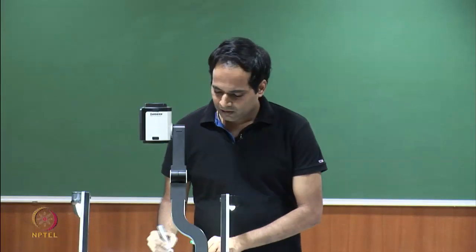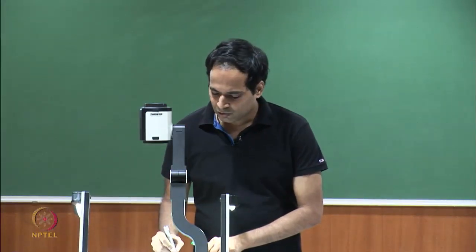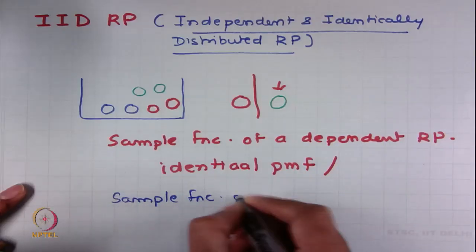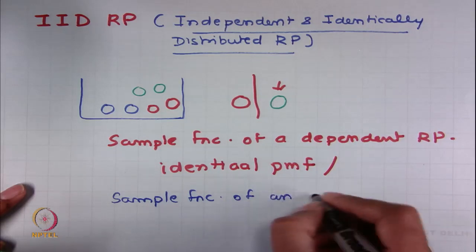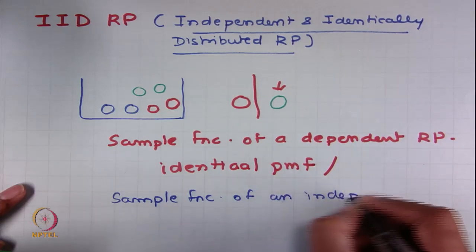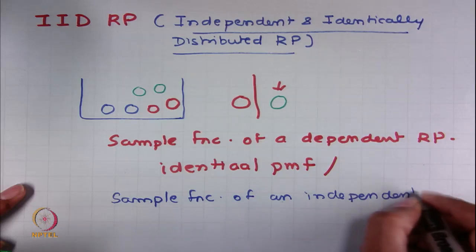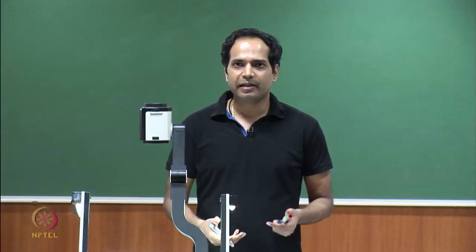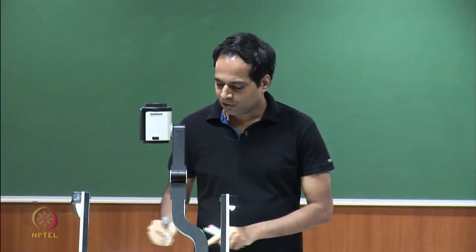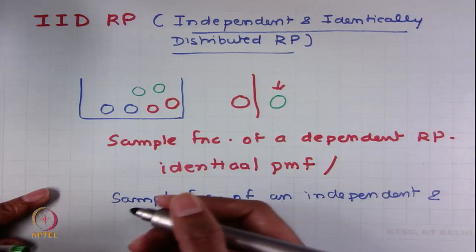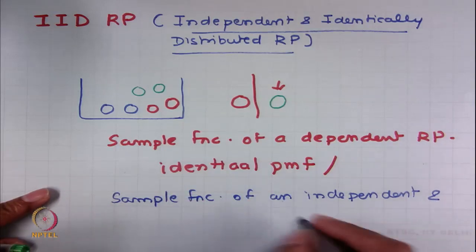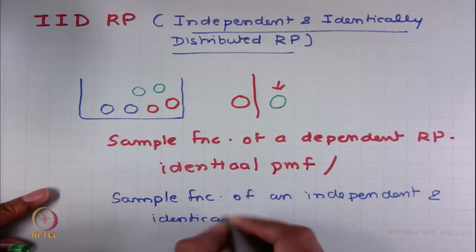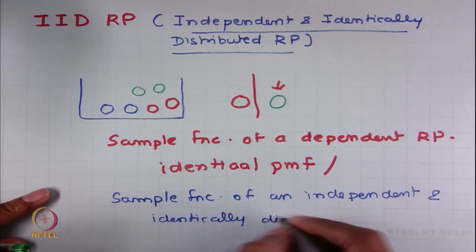is you can use this process to generate a sample function of an independent and identically distributed random process. Identically, because the PMF remains identical; you see the same PMF every time. So, this process or method or experiment can generate a sample function of an independent and identically distributed random process.